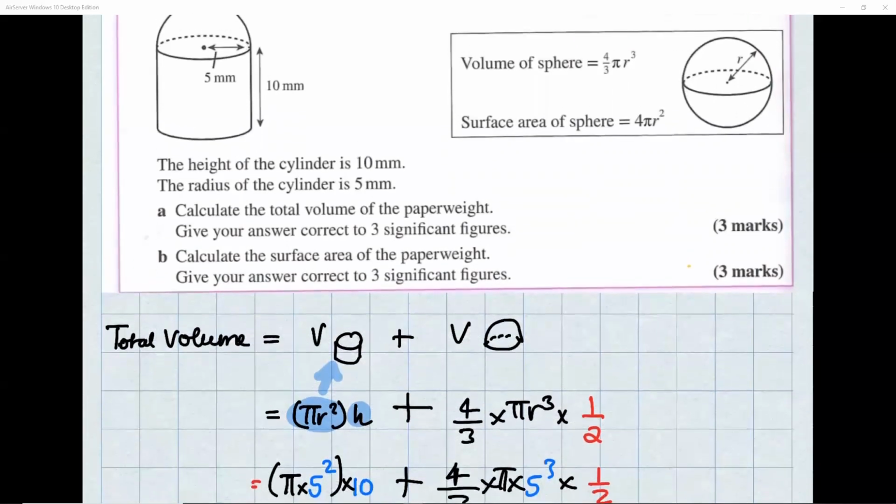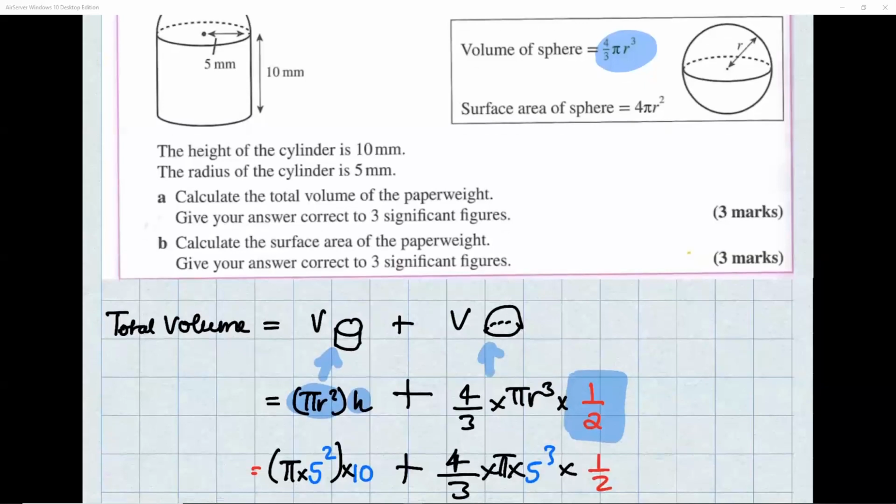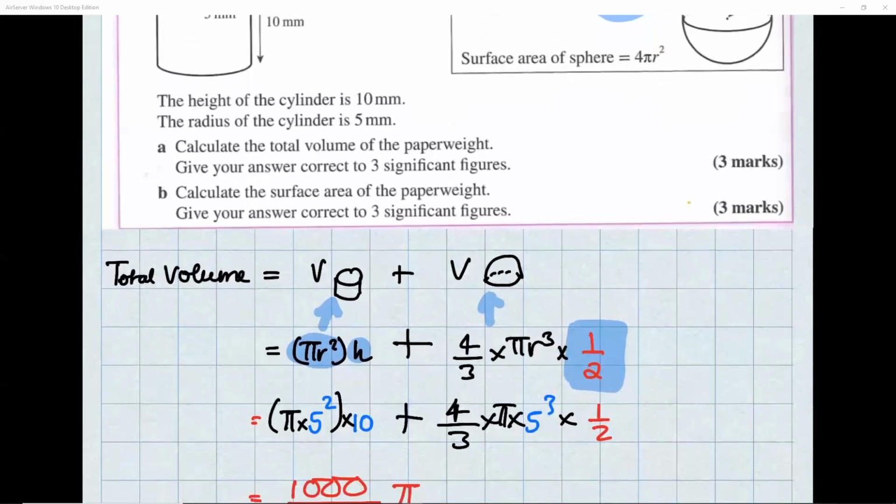What's the volume of the hemisphere? So it'd be 4 over 3 pi r cubed, and then times it by half. It's halved because it's half a sphere. Lovely. So we have to adjust the formula by multiplying by half because we only have half a sphere. It's called a hemisphere. So our idea becomes formulas.